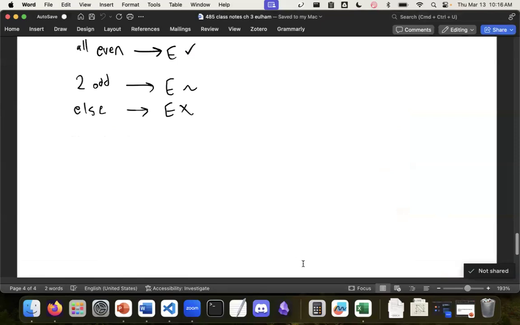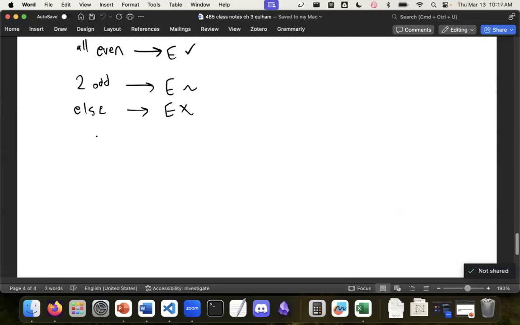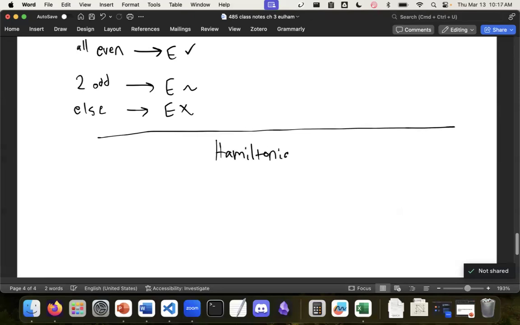So now we're going to move on to Hamiltonian graphs. We're going to start looking at Hamiltonian graphs. And the guy who invented this, discovered this property, is a guy named Sir William Rowan Hamilton. So he gets this named after him.